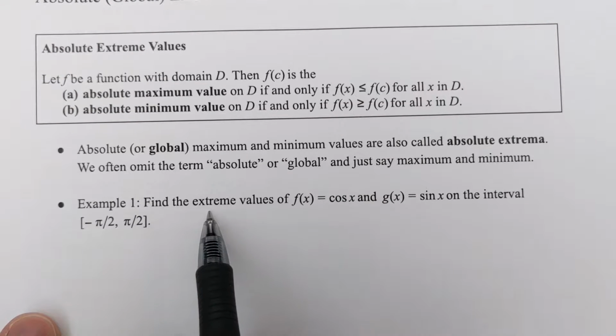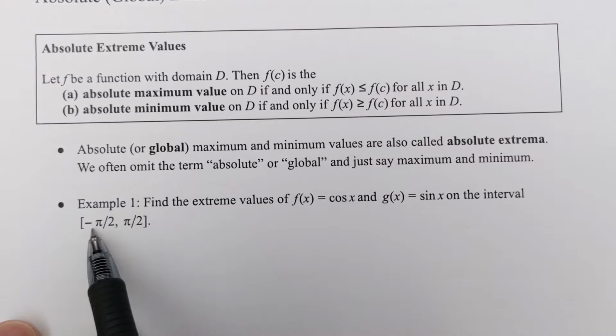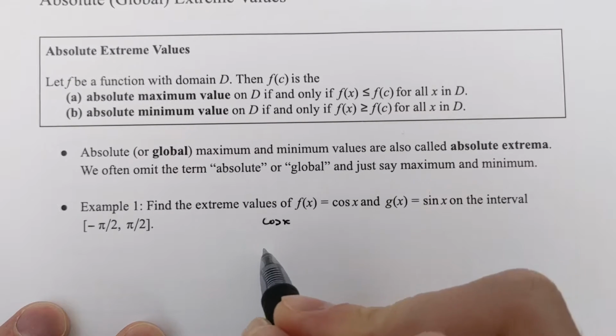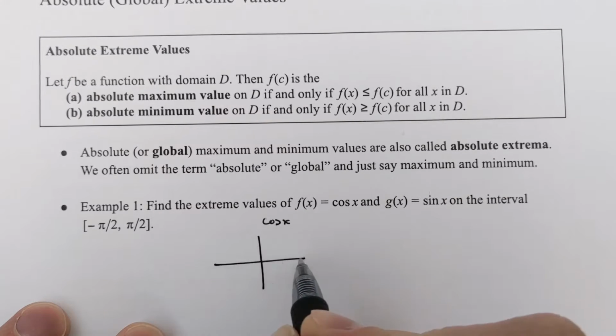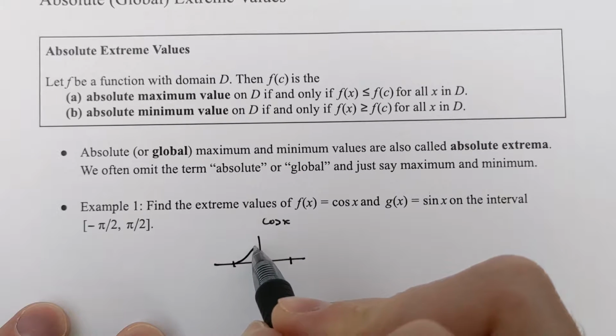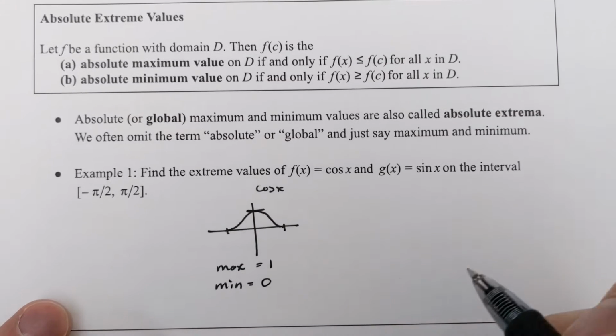Okay, so here it says find the extreme values of f of x equals the cosine of x and g of x equals sine of x on the interval negative pi over 2 to positive pi over 2. So for cosine x, negative pi over 2 is actually over here, positive is here. So the cosine function looks something like this on that interval. So that's actually at 1. So the maximum value is equal to 1. That's the largest value it takes. The minimum value is equal to 0, the smallest value it takes on that interval.